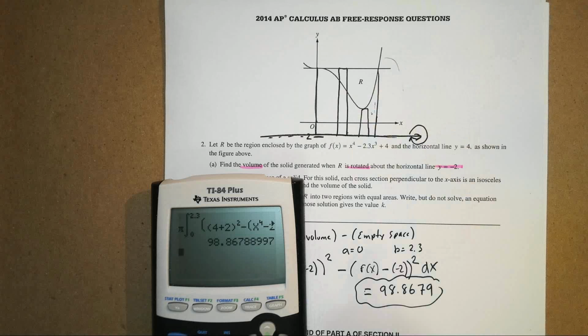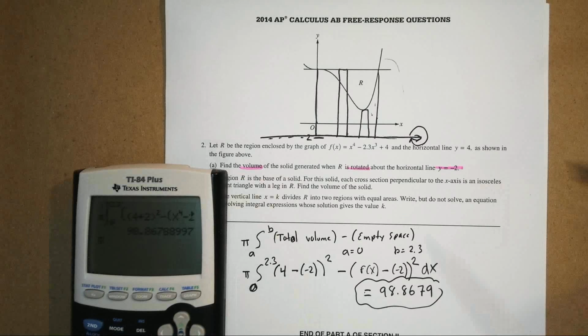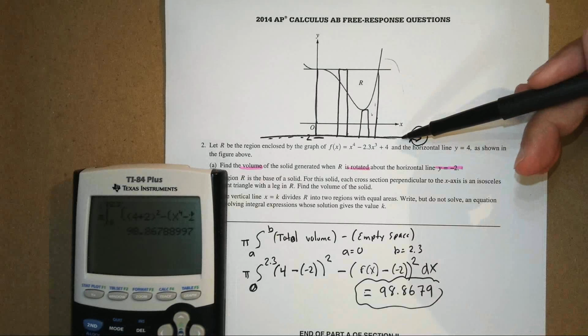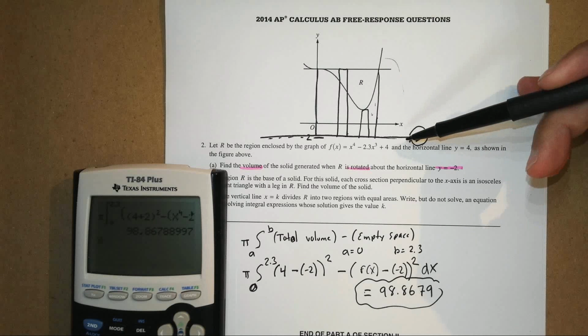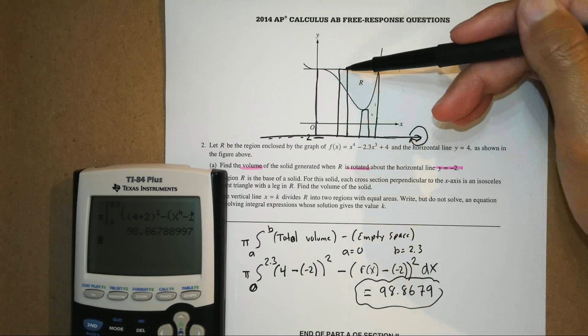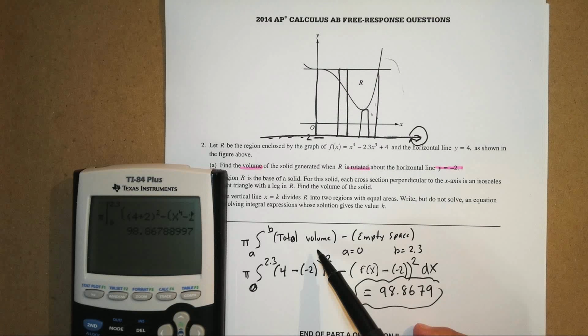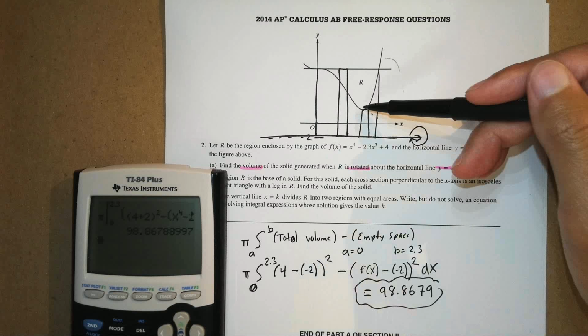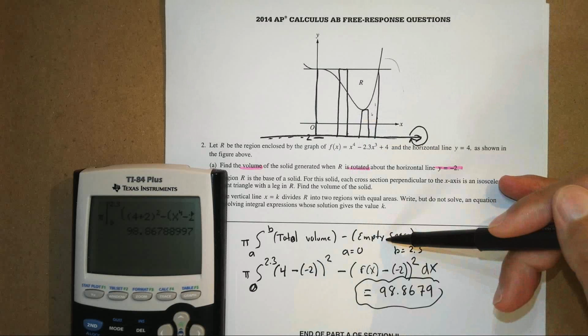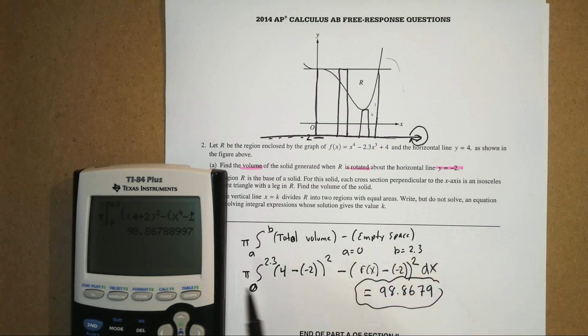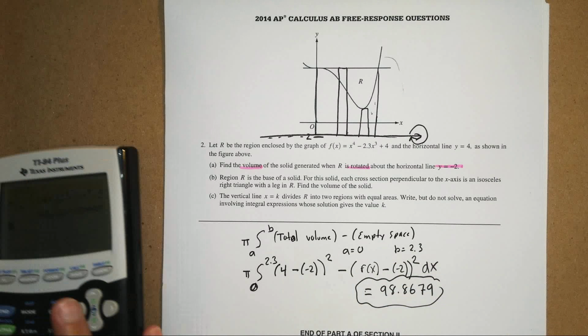So once again, when you're finding volume, graph the line that you're rotating around. And what I always do is draw a rectangle so I can figure out the top curve minus bottom curve to figure out total volume, minus top curve minus bottom curve to figure out the empty space. And then don't forget the square and the pi on the outside. And that's part A. Then the next thing is we're going to work on part B.